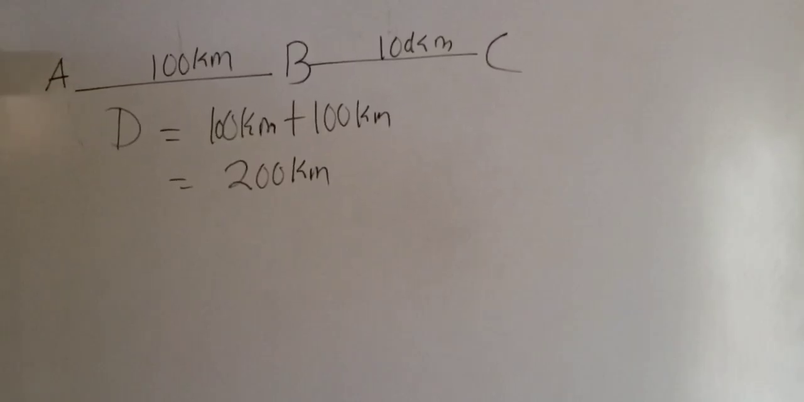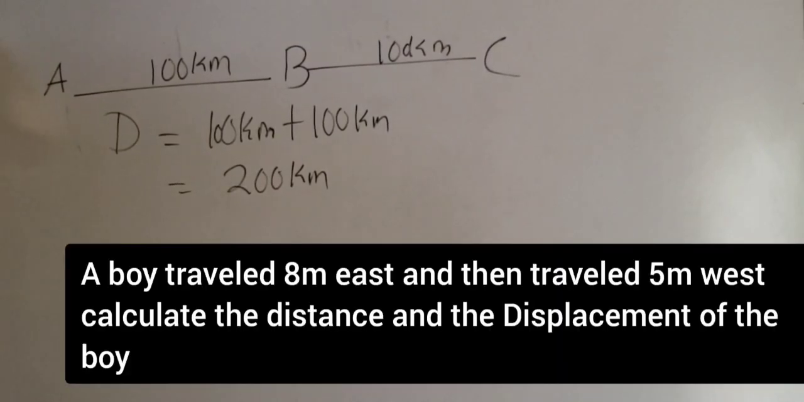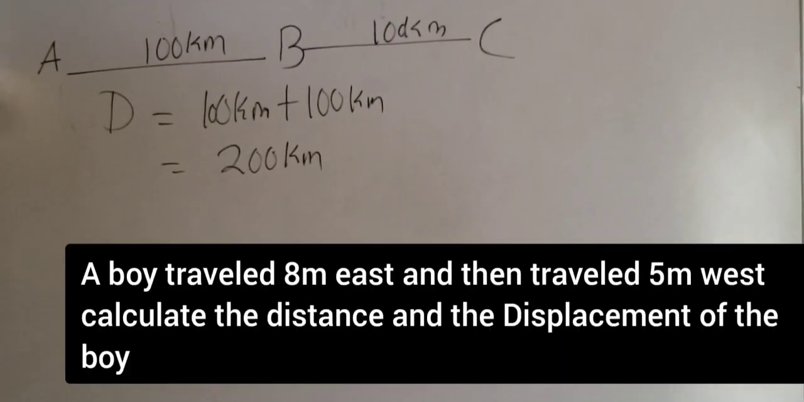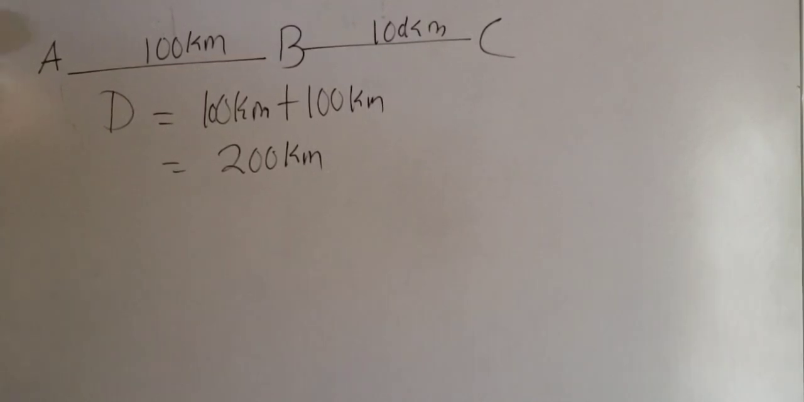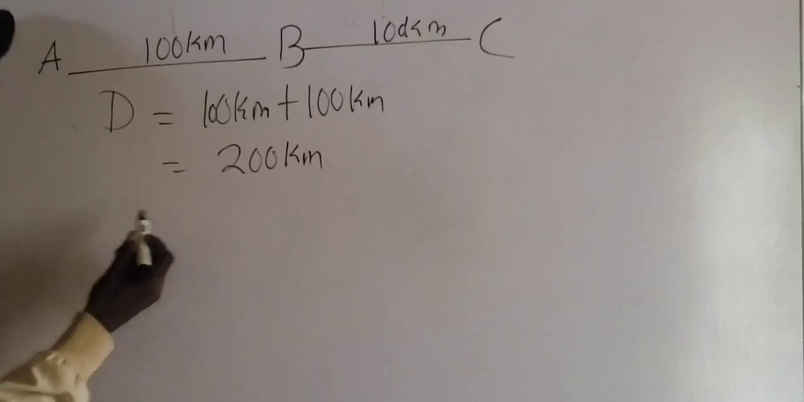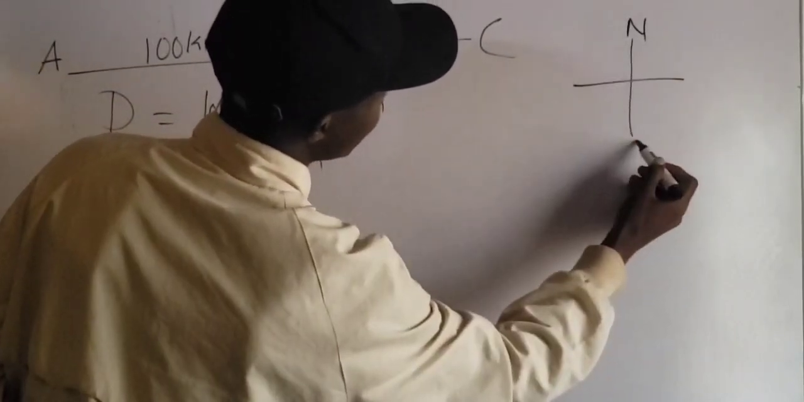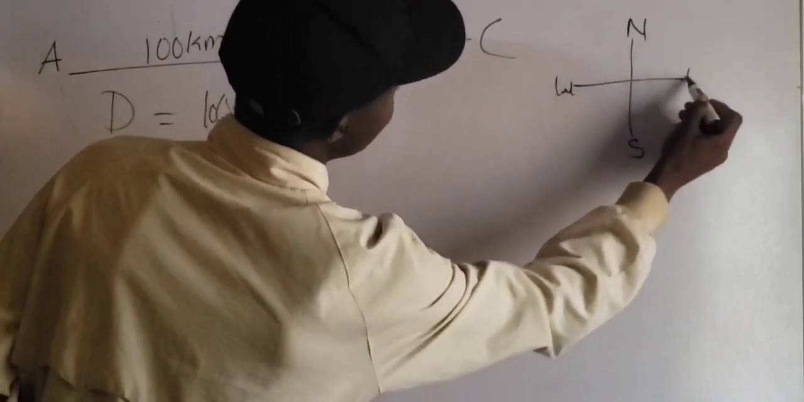Now let's look at this example. Let's say a boy traveled 8 meters east and then turned and traveled 5 meters west. Calculate the distance and the displacement. Don't forget that distance is the total length traveled by the object. So let us represent this on a number line. We have the 4 cardinal points: north, south, west, east.